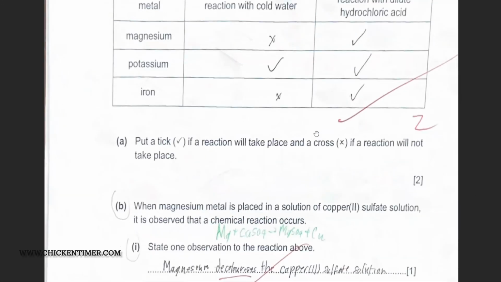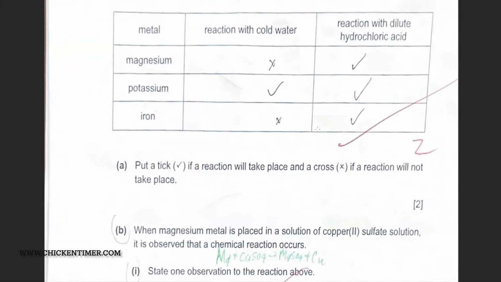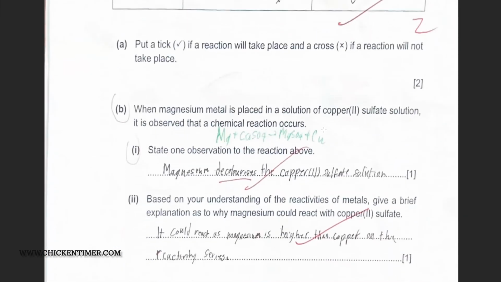Why did the teacher underline the colorizers? Which one? For this question one. B. Yeah. Question B.